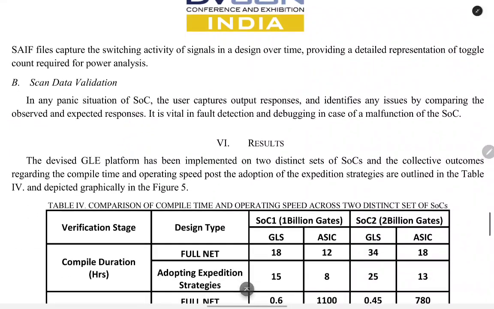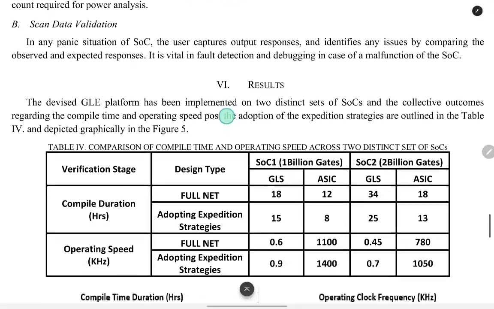B. Scan data validation. In any panic situation of an SoC, the user captures output responses and identifies any issues by comparing the observed and expected responses. It is vital in fault detection and debugging in case of a malfunction of the SoC.